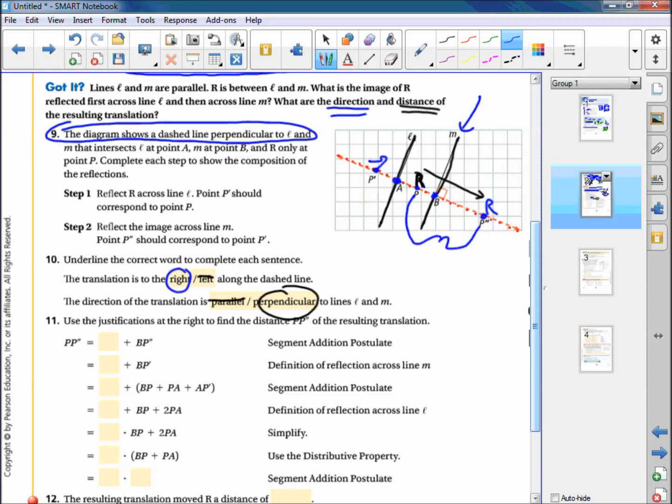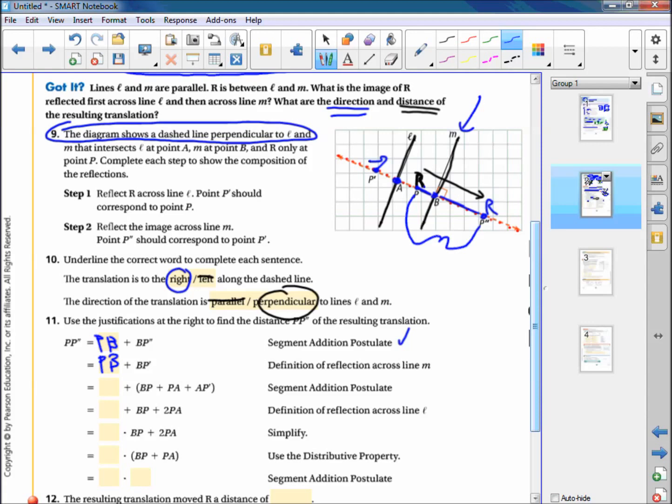And we know that that distance is going to be the distance from P to B plus the distance of B to P double prime. And that's just saying that this little distance here plus this distance makes the big one. So the segment addition postulate. Secondly, we know that we could replace this guy, so we could do something like this. P to B is the same as B to P prime.